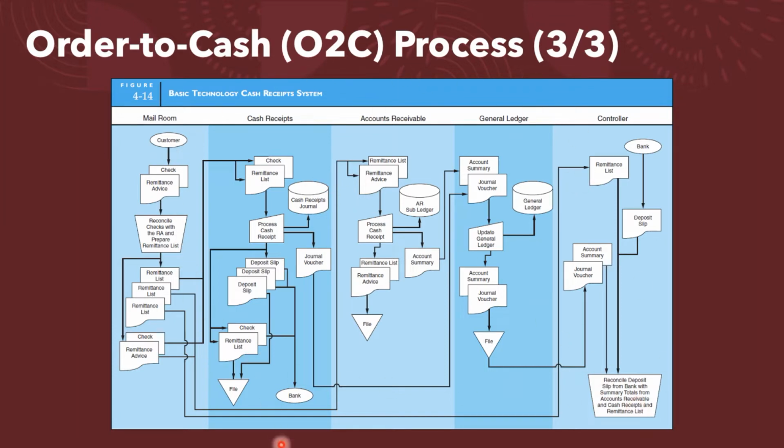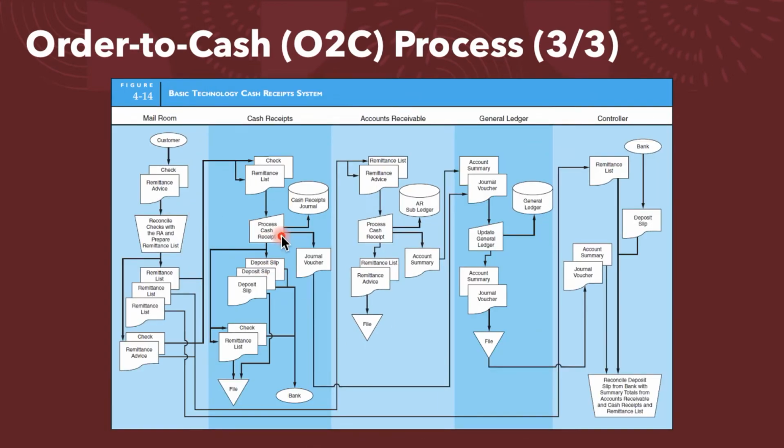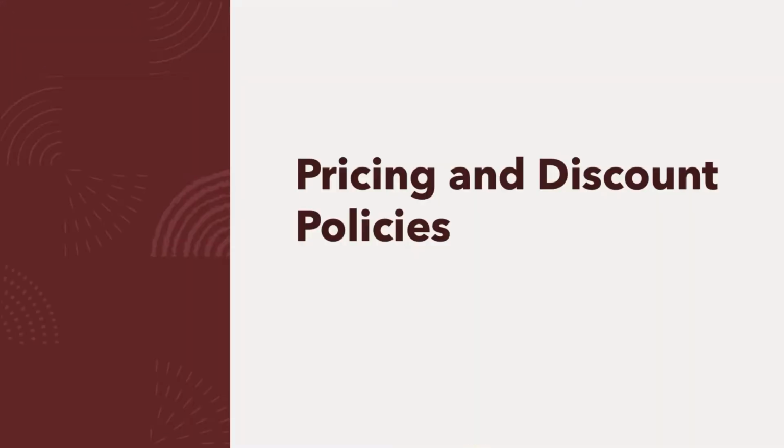So remember, again, our process order to cash, starting from the customer order up until what? The receipt of the cash. And accordingly, we should update the general ledger. Okay? So now we go to the first subcomponent of the order to cash, what we call the pricing and discount policy.